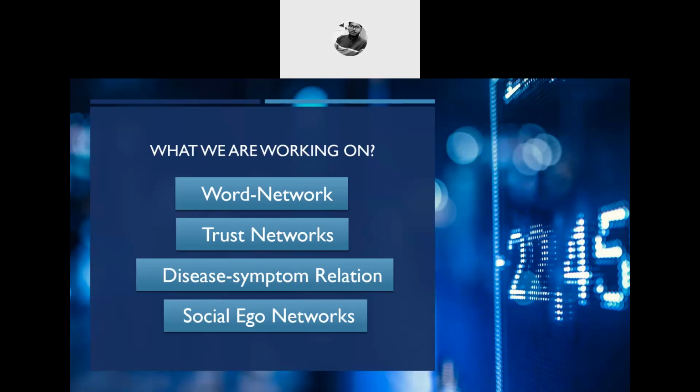We are also working on trust networks, mostly medical trust networks. We're also working on the disease-symptom relationship, an extension of Barabasi's work but on a larger scale, and how it can be used to create certain medical applications. We are also studying social network behaviors, social ego networks, that is, how various entities in social media behave based on certain parameters and certain topics. We are working on these projects currently.